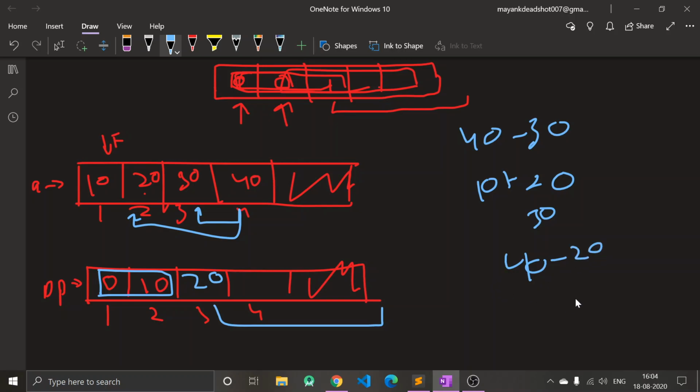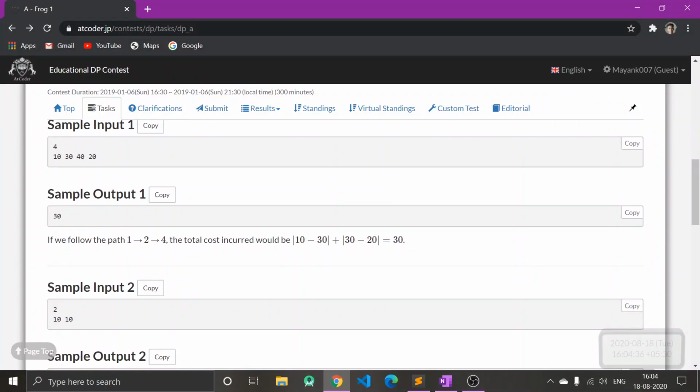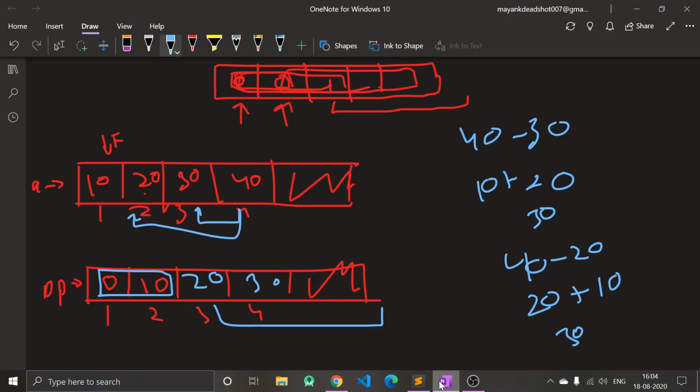For 40 minus 20, it is 20 plus dp of 2. dp of 2 is 10, yeah, so it is 30. So it is giving us 30 again, so the minimum of 30 and 30 is 30. So 30 is the correct output for that question, okay. So 30 is the correct output.